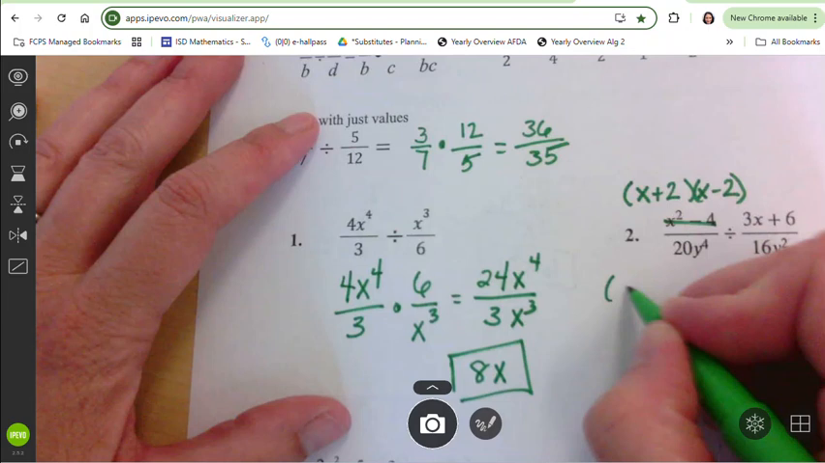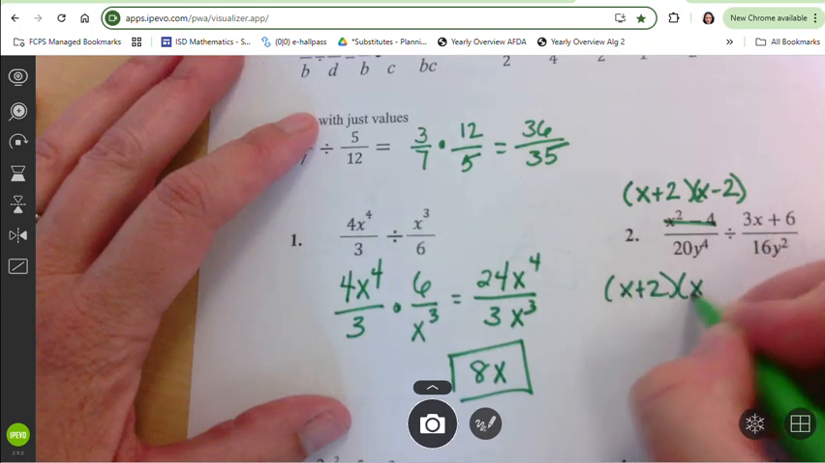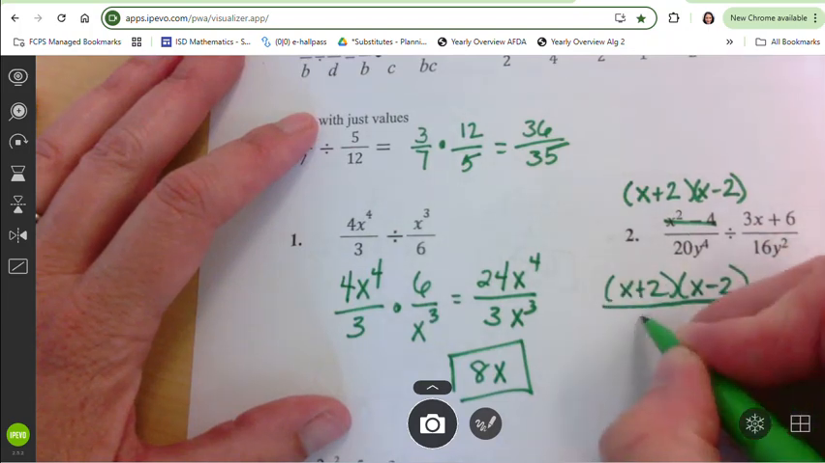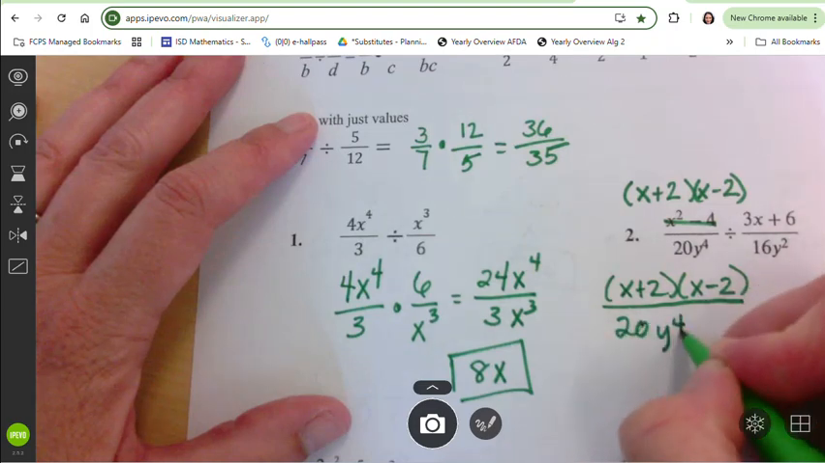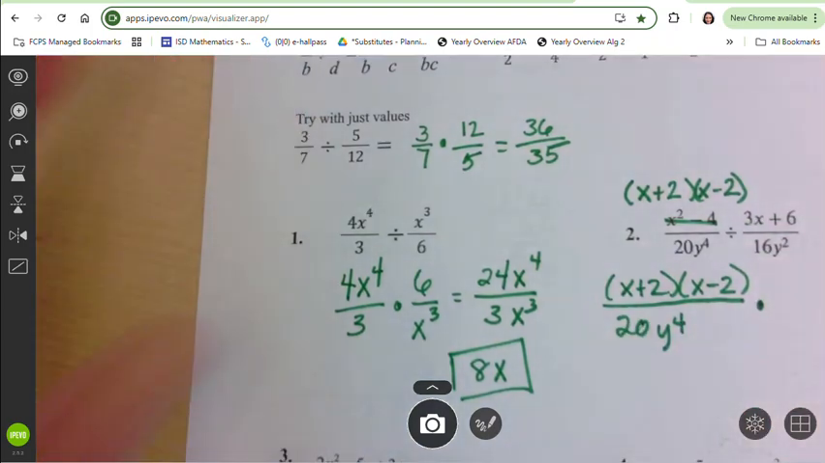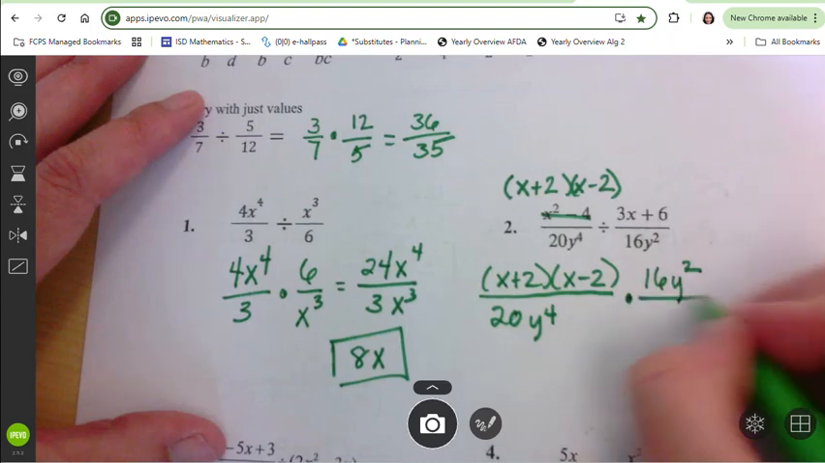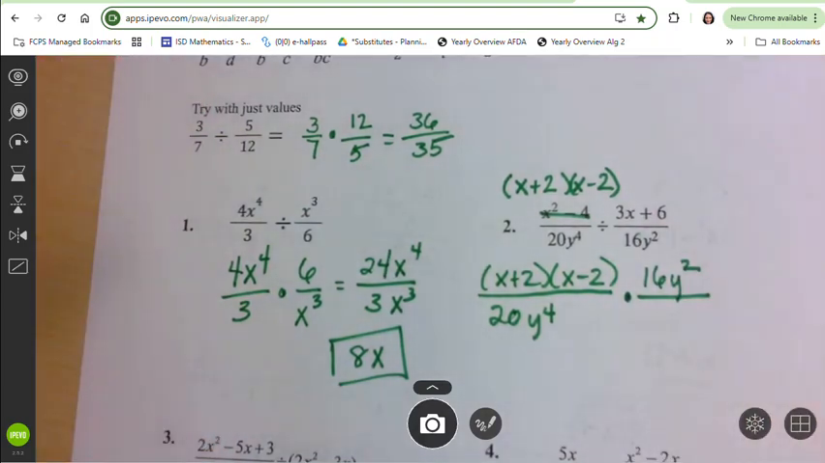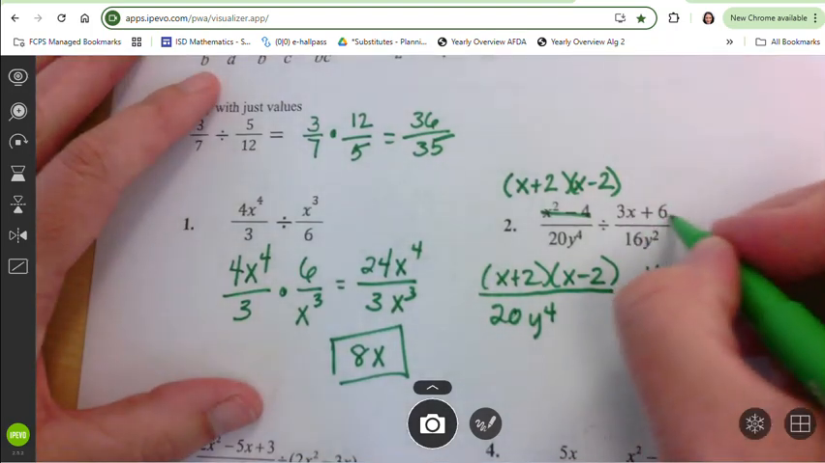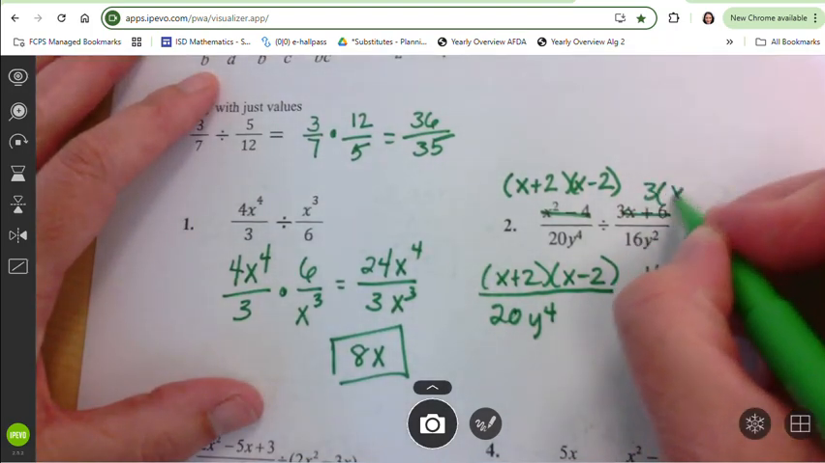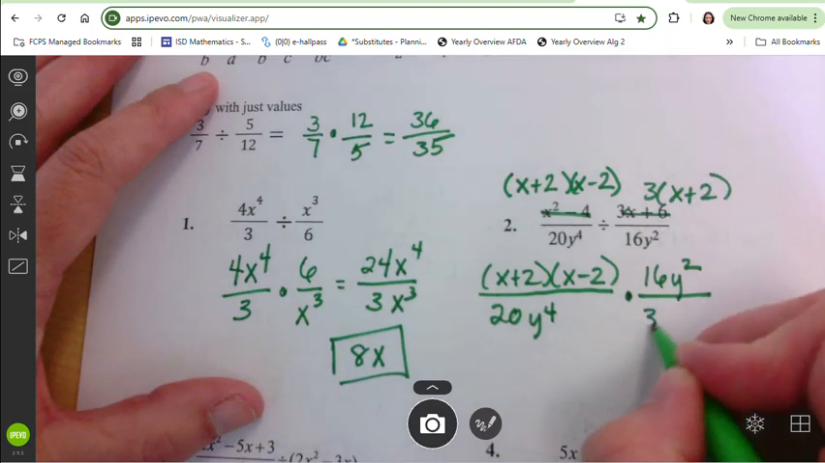Okay, so on top I have x plus 2, x minus 2, over 20y to the 4. Change my divide to multiply. And then I'm going to flip my second fraction, so I have 16y squared. And for this one, I need to factor out a common factor. 3x plus 6, what can I factor out? What can I divide 3x and 6 by? 3, good. So this one becomes 3 times x plus 2, and that goes here.